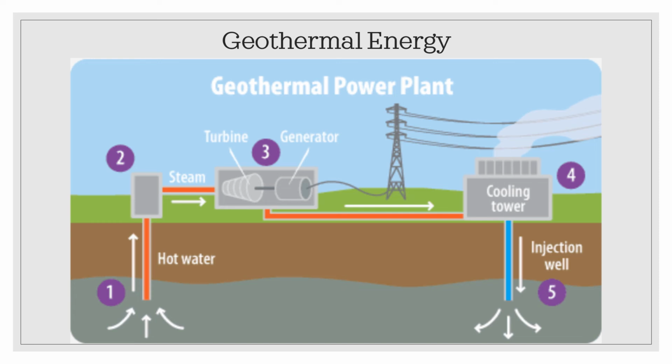Let's look at geothermal energy. It takes the heat naturally generated from the Earth's core to heat water. That water then turns into steam, which is then used to turn a turbine, which then turns the generator to create electricity. The steam goes off to a cooling tower before going back down a pipe to the Earth again to be heated up for another round.